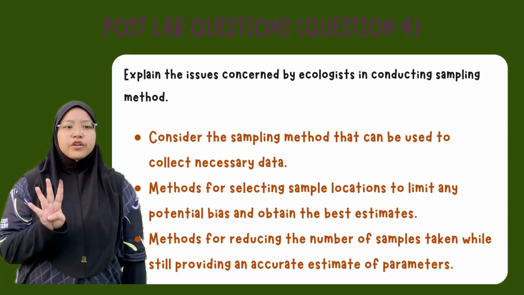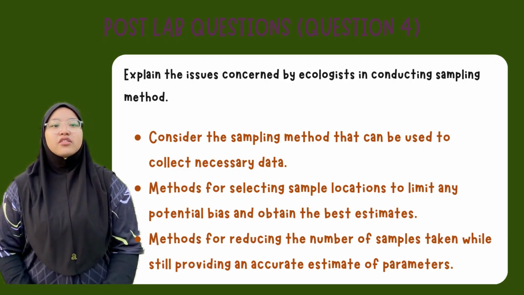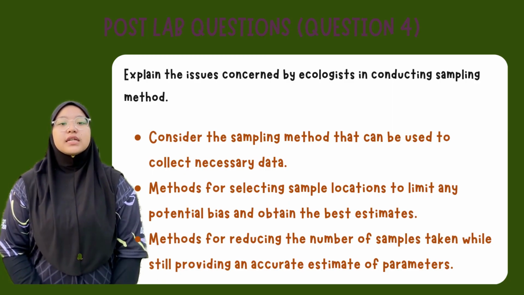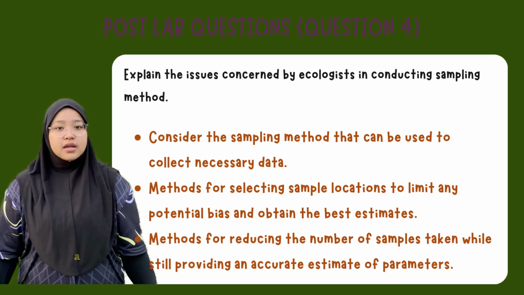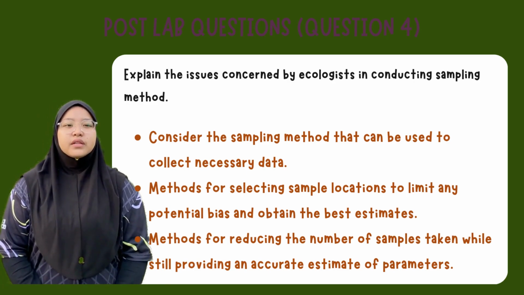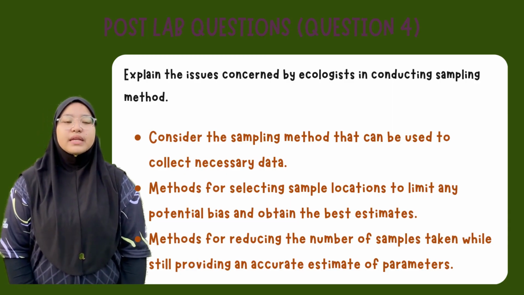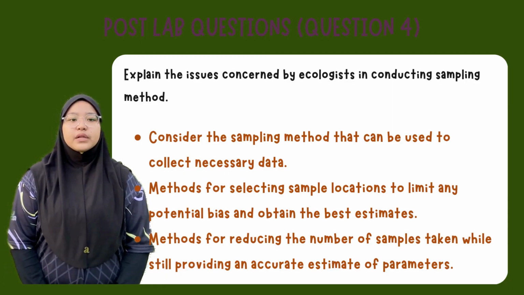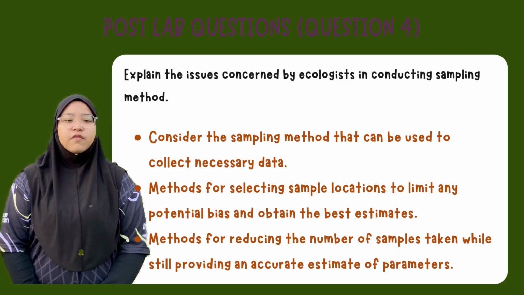So for question 4, the question is, explain the issues concerned by ecologists in conducting sampling methods. So the answer is, consider the sampling method that can be used to collect necessary data, method for selecting sample locations to limit any potential bias and obtain the best estimate, and method for reducing the number of samples taken while still providing an accurate estimate of parameters.